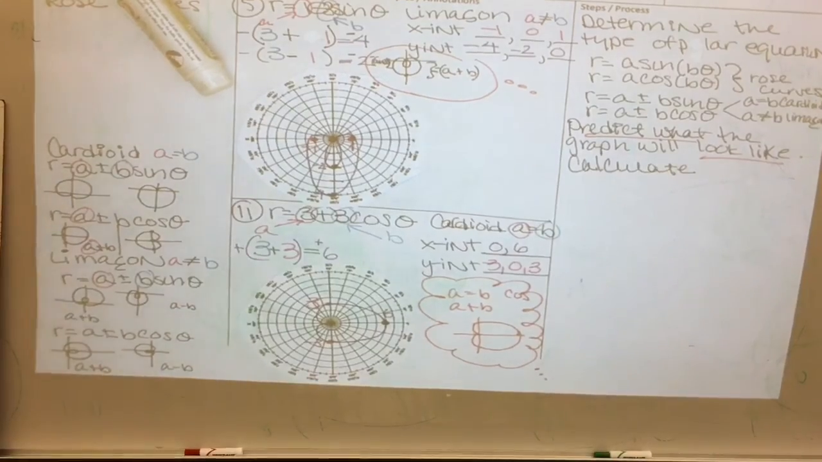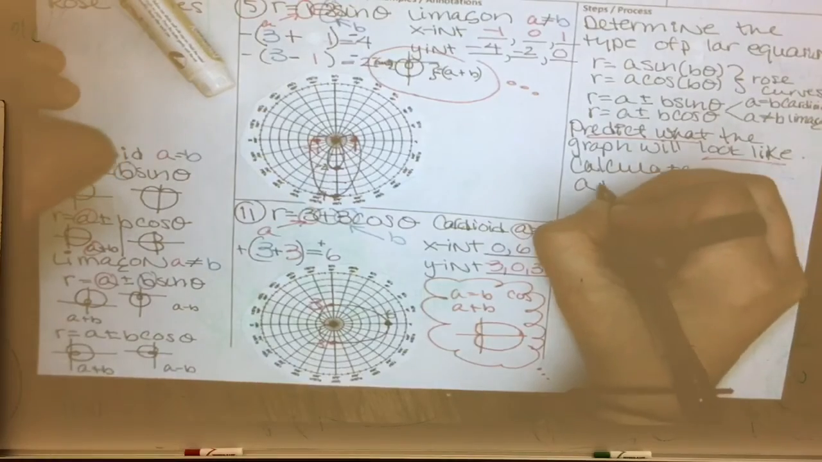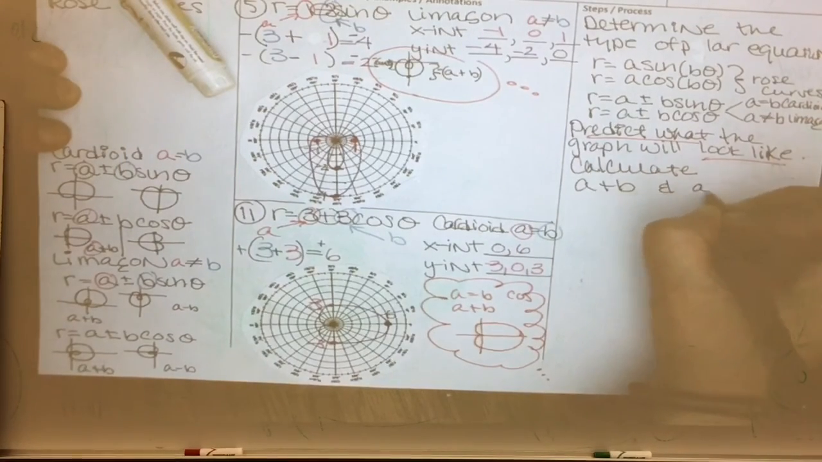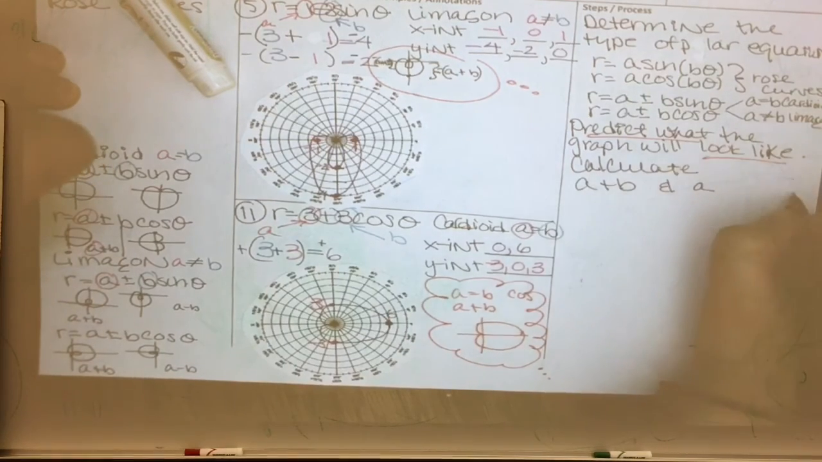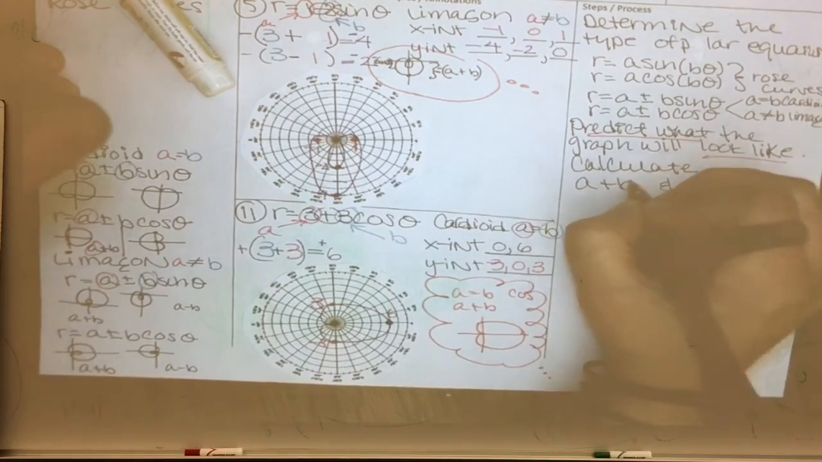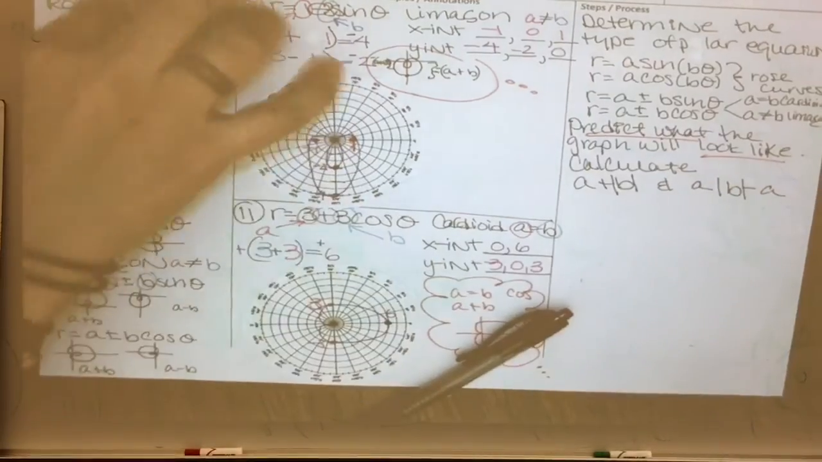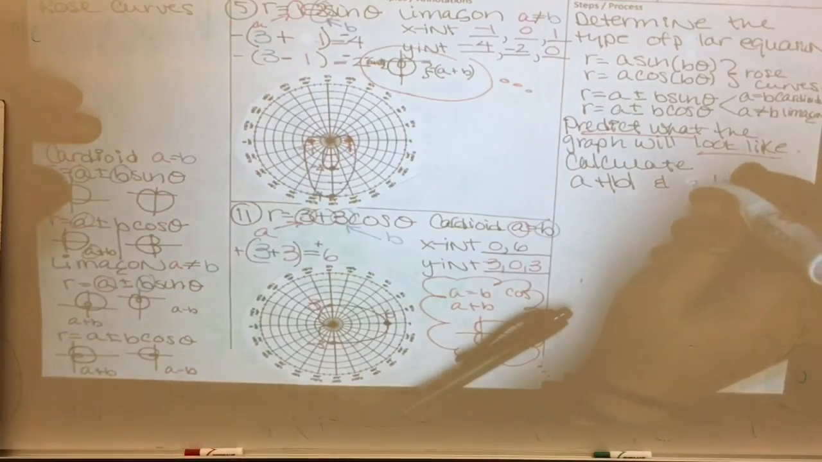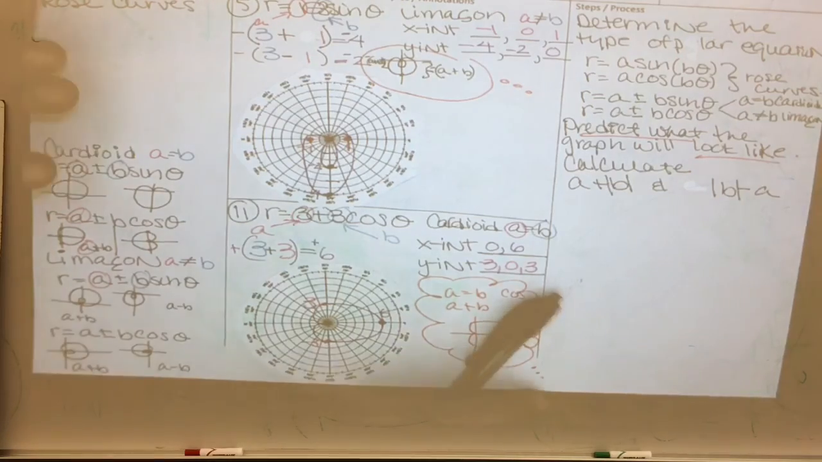Thank you. So calculate A plus B and, oh, I guess it should be B plus A and B minus A. So I'm going to do B minus A. Okay, I'm going to erase this extra A. Okay, and then you need to determine if the intercepts need to be positive or negative.